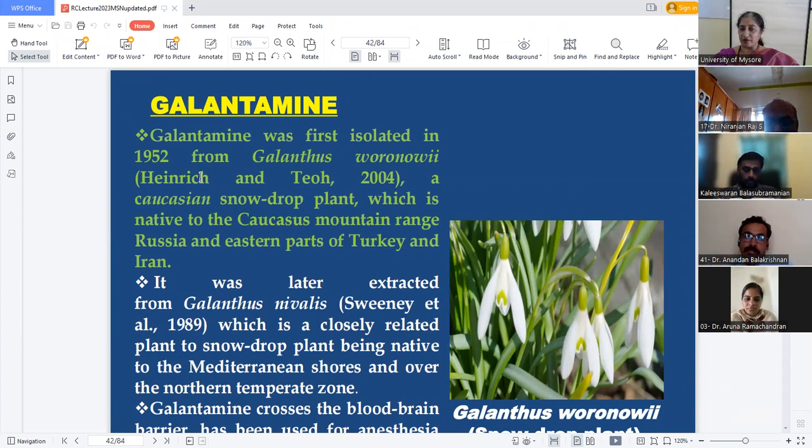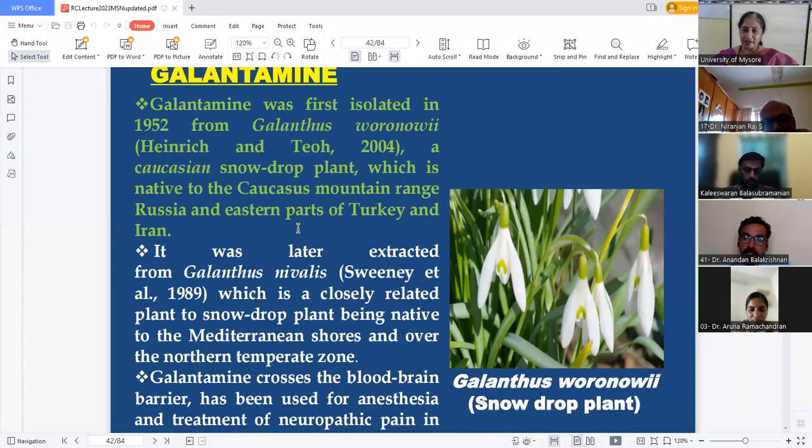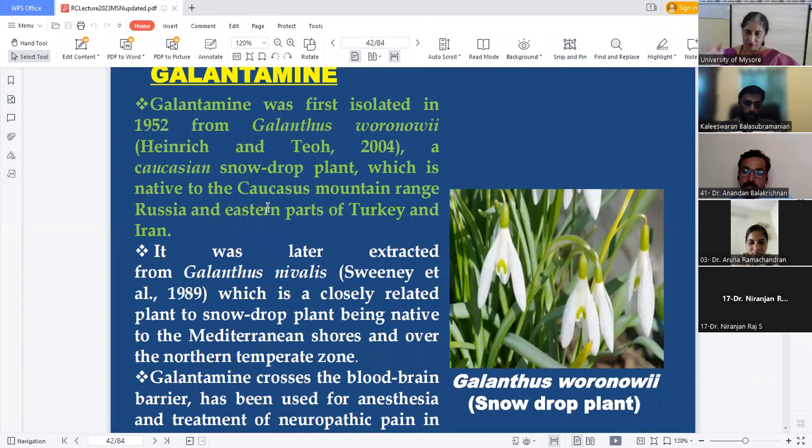We have another drug called galantamine, which is produced by a plant. Galantamine is the drug produced by the plant Galanthus woronowii. It belongs to the Amaryllidaceae family, which is very close to the lily family. This is otherwise known as the snowdrop plant because it is found growing in the cold regions of Russia, Turkey, and Iran. And there are other related species from which the drug is obtained.